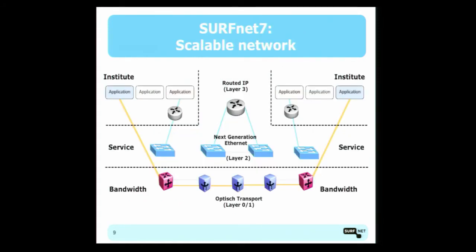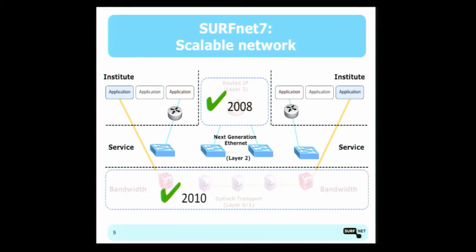So SURFnet 7, the scalable network. This is the diagram which shows you all the layers I just presented before. And well, the first layer I already showed you. It's the IP core. It has been upgraded in 2008, and we're upgrading as we speak. So that's thumbs up. That's good. Next layer is the DWDM system. It's also up to our standard at least, with all the flexibility we require. And the next layer we want to address is then our service layer, which will be our next generation Ethernet network layer.